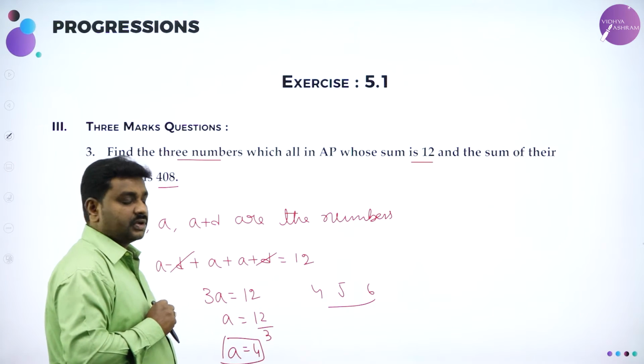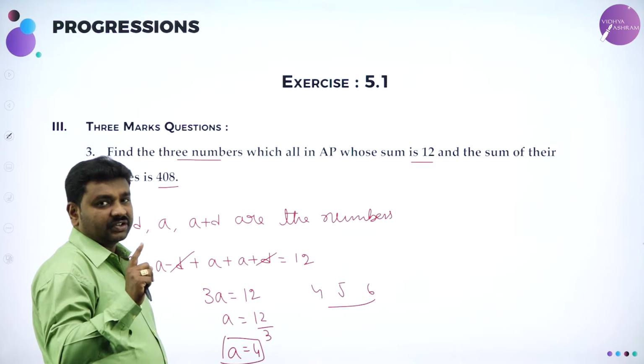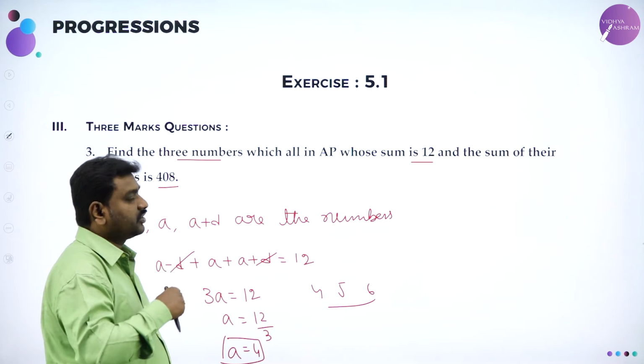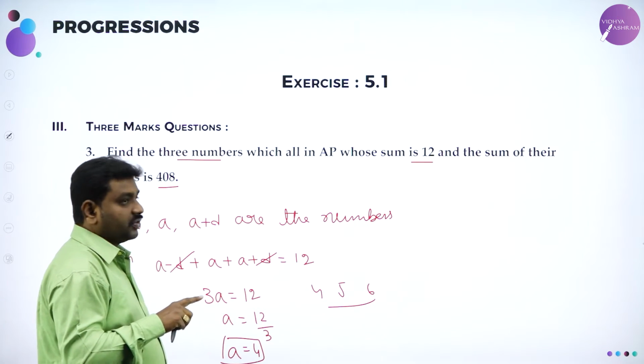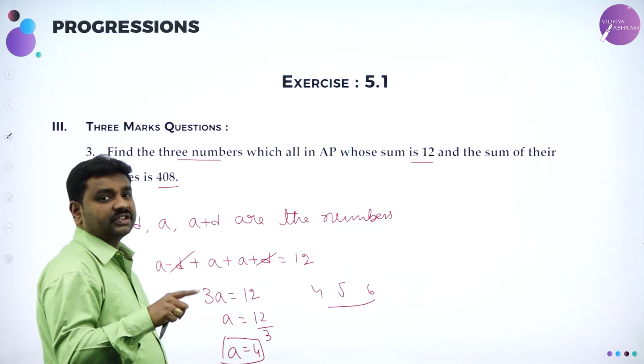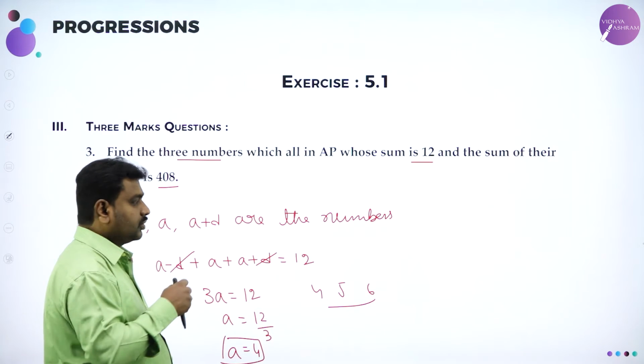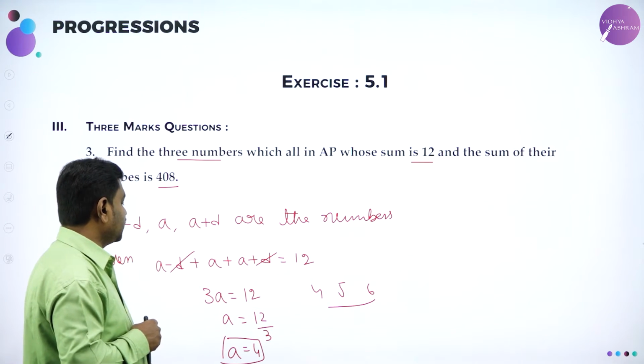That's it. So if I take 5 with common difference 1, it becomes 5, 6. 6 plus 5 is 11, 11 plus 4 exceeds. Minus 1, if I take 4, 3, 2. 4 plus 3 is 7, 7 plus 2 is 9. So we have to do inspection to get the answer.